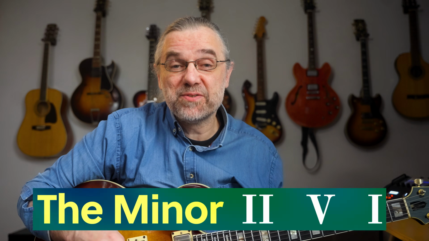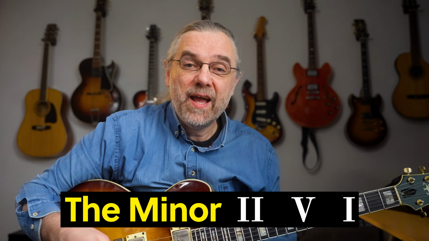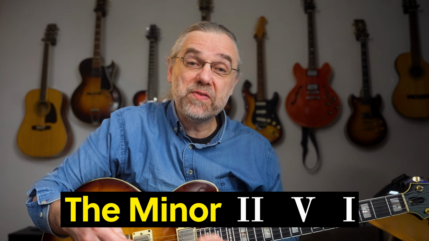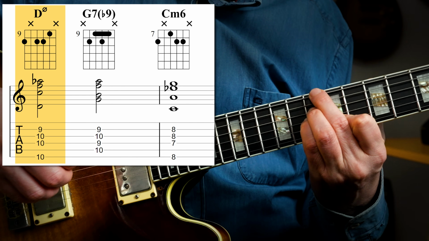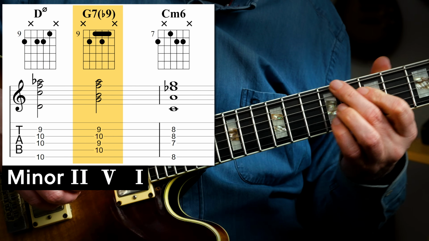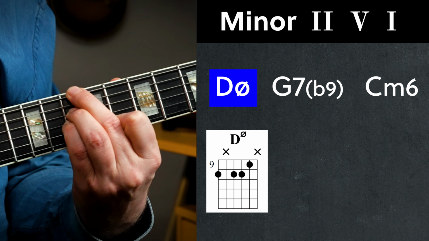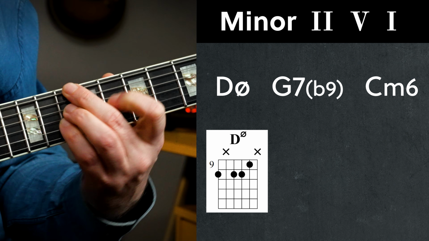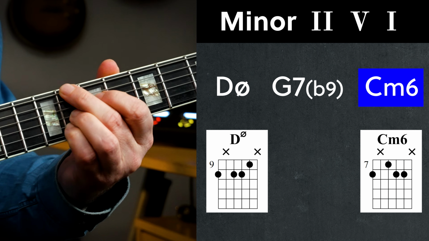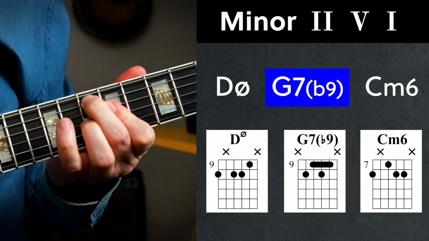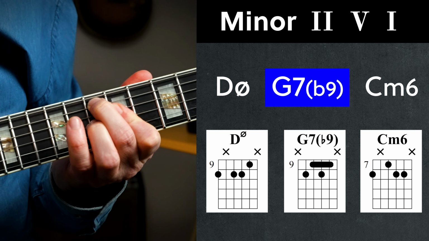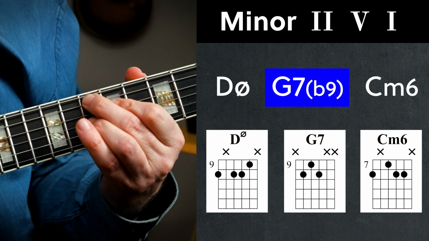Now you also have a minor 2-5-1. The minor version is just as common, and it looks almost the same on the page, with one important change. In C minor, you'll usually have D half diminished, G7 to C minor 6. The main differences are the 2 chord, which is half diminished, minor 7 flat 5. Now the 1 chord is minor, and usually the 5 chord is a dominant with a flat 9, but you can still use rule number 3 and just play it as a straight G7. It is still doing the same job, just pointing to that C minor.